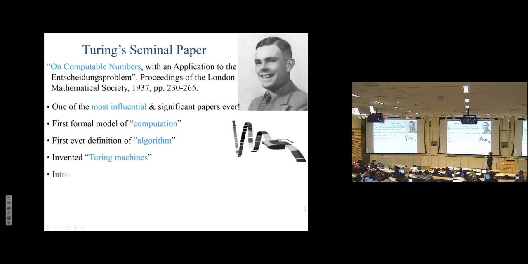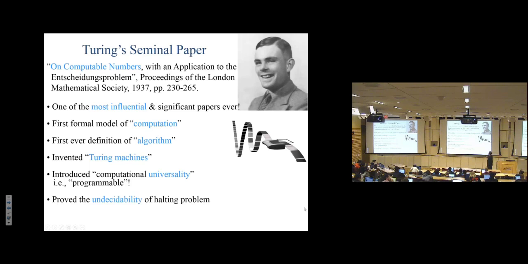It defined algorithm for the first time in human history. Defined what it means to compute. Invented the so-called Turing machine model. And of course, there are many other models that compute as well. He talked about universality, that a single machine computes the algorithm of any other machine by simulation, and proved that the undecidability of the halting problem is real, that this halting problem is not decidable, it's not computable by any algorithm. So everything we did today in this lecture is in this one paper.